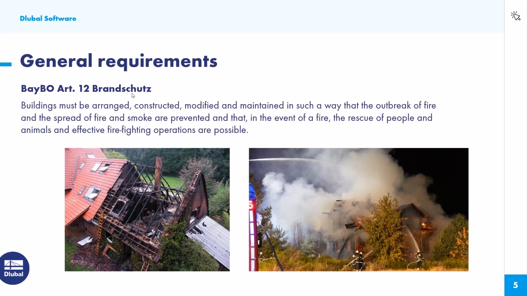So the first topic today is about the general requirements. This content here comes from the Bavarian building regulations, and I am sure it is similar in your country. It does not make sense to have a more detailed look into any regulations because we have so many people here from so many countries and every country is a bit different. But I guess in general this sentence says everything, so that's why I read it. Buildings must be arranged, constructed, modified and maintained in such a way that the outbreak of fire and the spread of fire and smoke are prevented, and that in the event of fire the rescue of people and animals and effective firefighting operations are possible. And I guess this is clear to everyone, that this is our big aim.